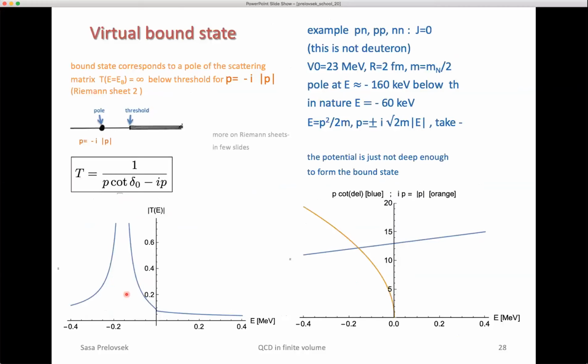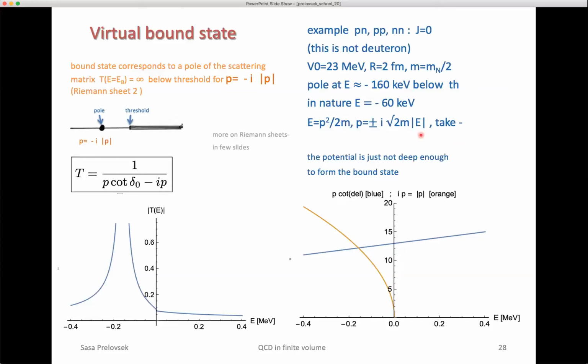Is this a bound state? Do these things form a bound state? Well, it turns out if you look at whether the pole happens for positive or negative imaginary momenta, it happens for negative imaginary momenta, not for positive as for a bound state. So this pole happens for negative imaginary momenta. It's not a really bound state. It's not falling exponentially. It's actually rising exponentially. It's not a real state.